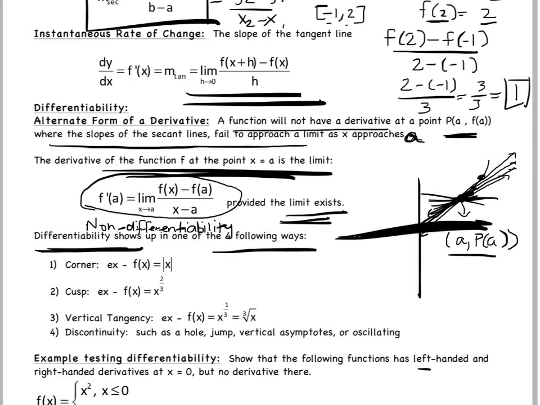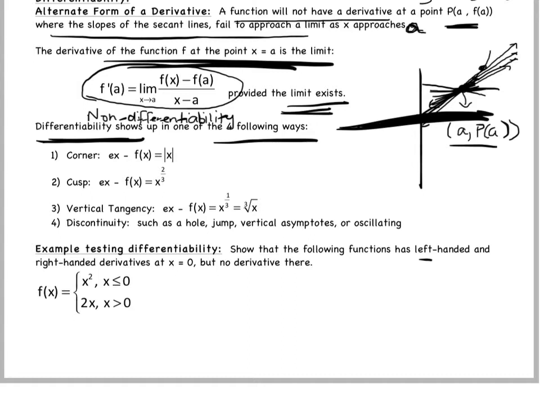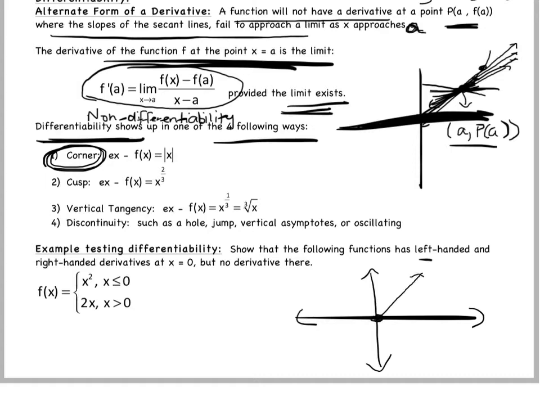So let's look at a few examples of where it's actually going to be an issue, and then we'll do some examples. So the first one is what we refer to as a corner, and you do need to memorize these. A corner is the first place where differentiability is going to be an issue. Let me come down here in some blank space and show you what a corner looks like. An example of a corner is f of x equals the absolute value of x. A corner is really just a sharp turn. It's when the graph has a sharp turn.